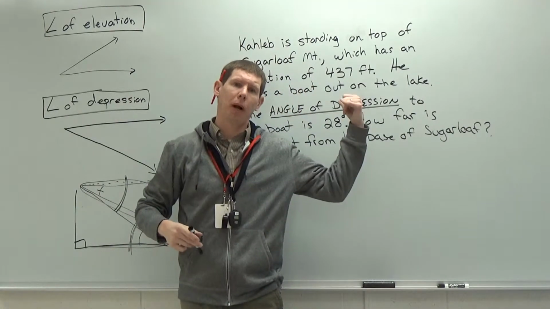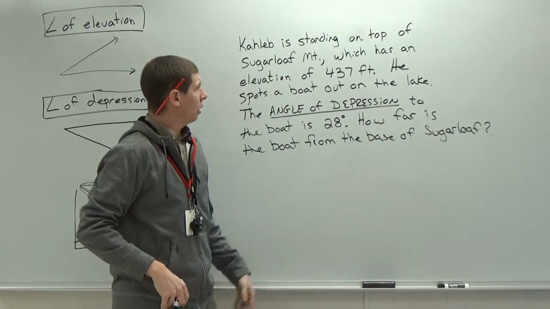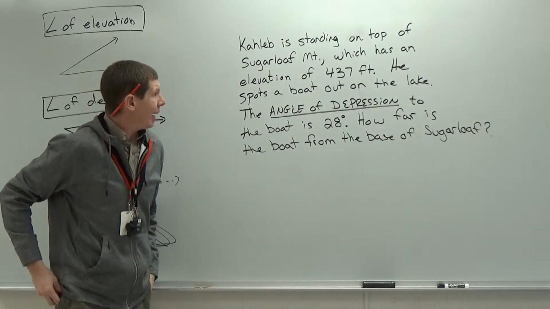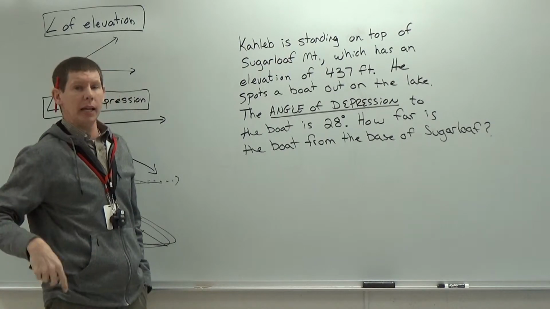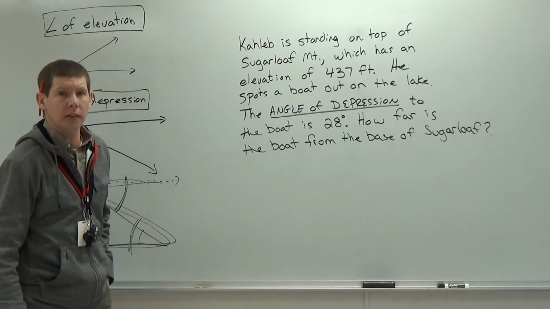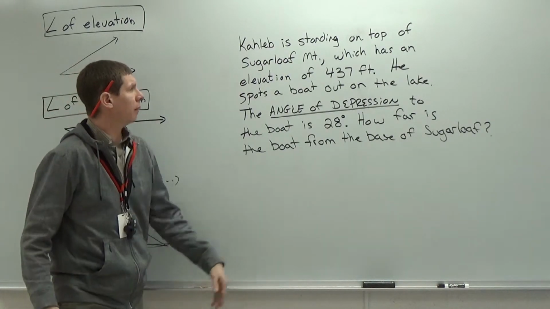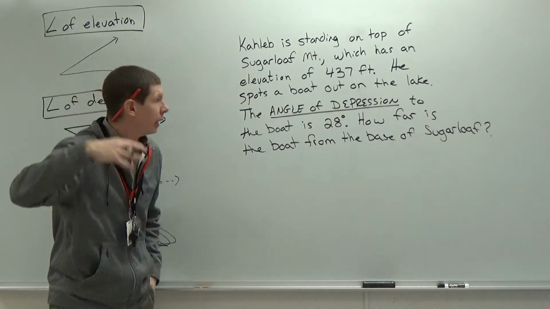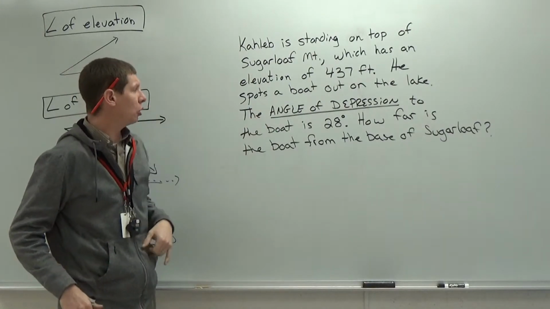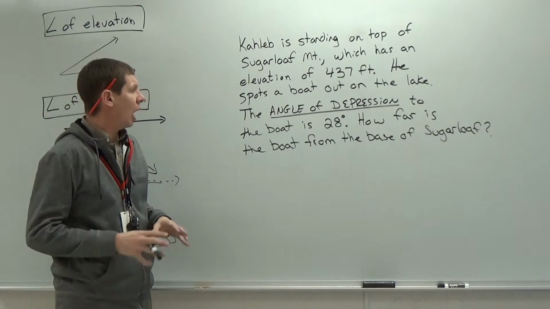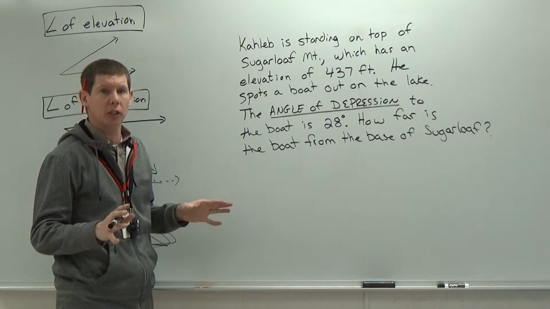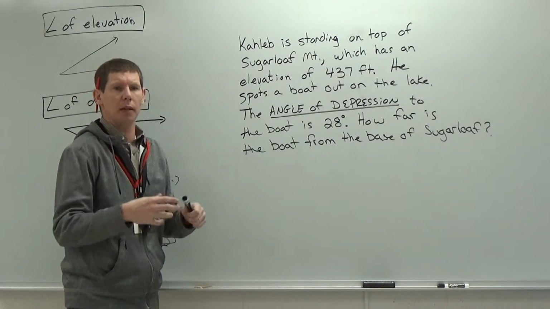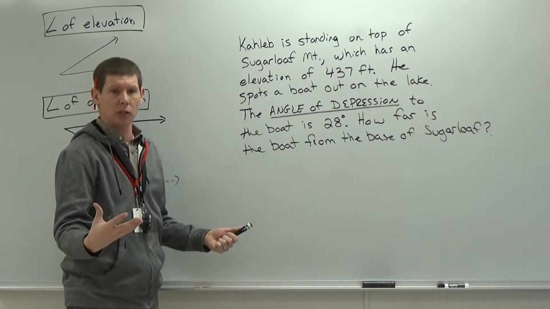Okay. Here's our problem. Caleb is standing on top of Sugarloaf Mountain, which has an elevation of 437 feet. Not sure if that's true. He spots a boat out on the lake. The angle of depression to the boat is 28 degrees. How far is the boat from the base of Sugarloaf? So what we need to do is take this and model it with a right triangle.